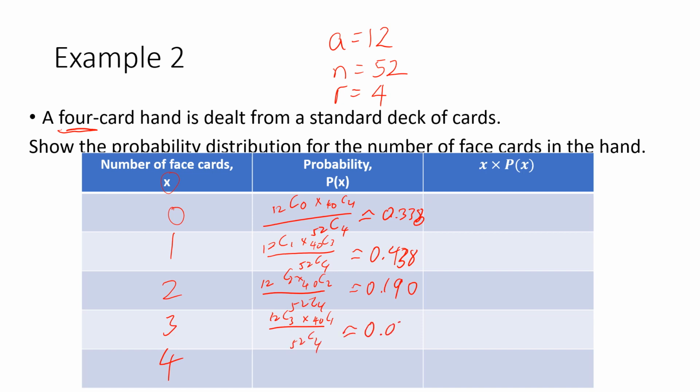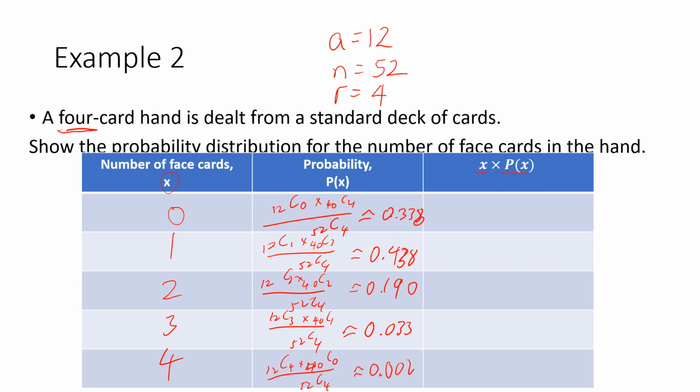12 choose 3 times 40 choose 1 over 52 choose 4. That's around 0.033. And lastly, the probability of getting 4 face cards is 12 choose 4 times 40 choose 0 all over 52 choose 4, which is around 0.002. Okay, so there's a probability distribution.